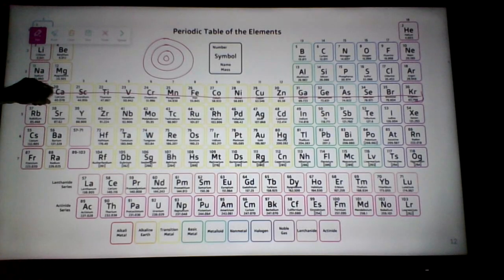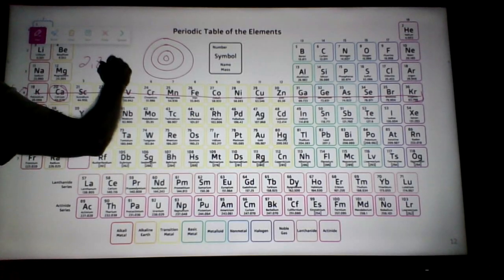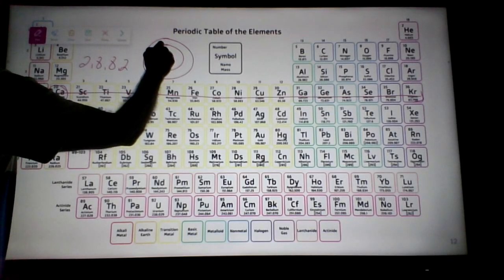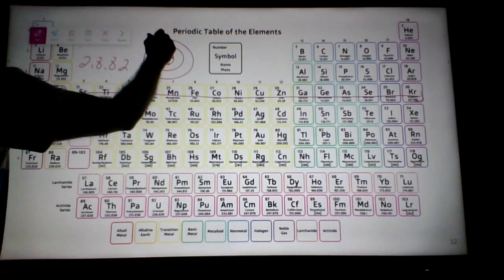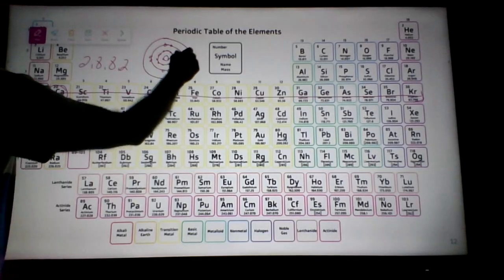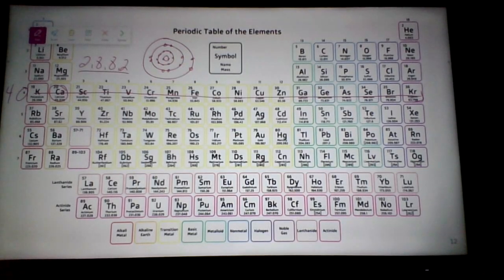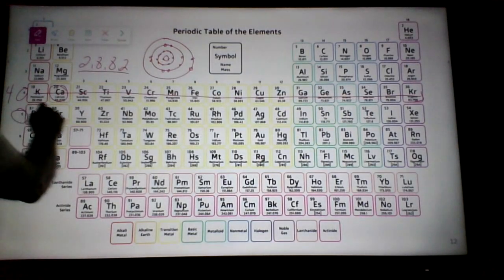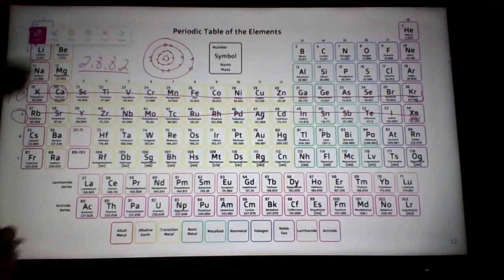But realize something like calcium right here, that's 2, 8, 8, and 2. That's your electron structure of calcium. And then to get another electron after krypton, you'd have to start a 5th energy level. And all of these have 5 energy levels, and then the pattern repeats again.